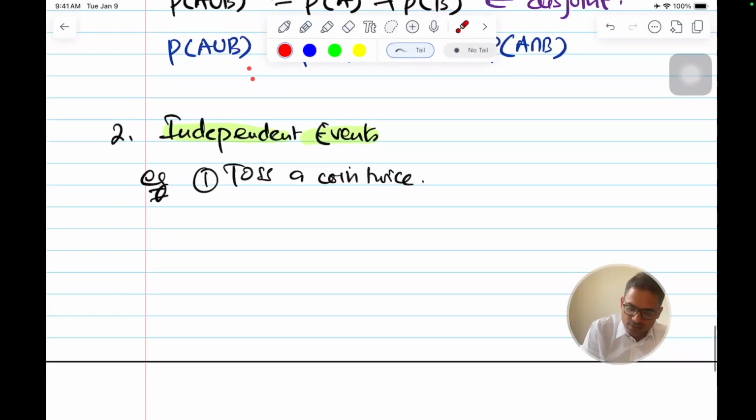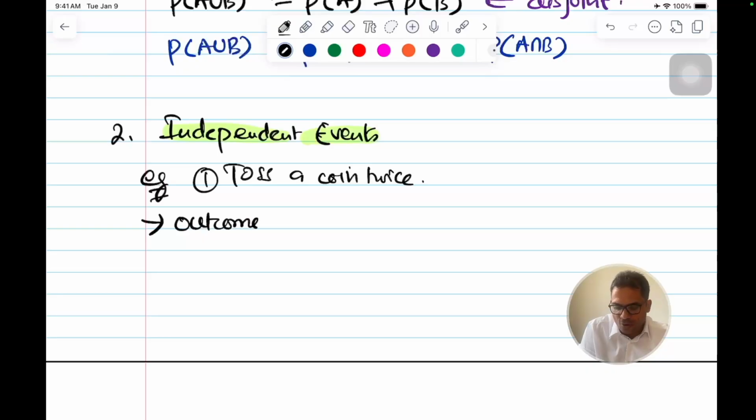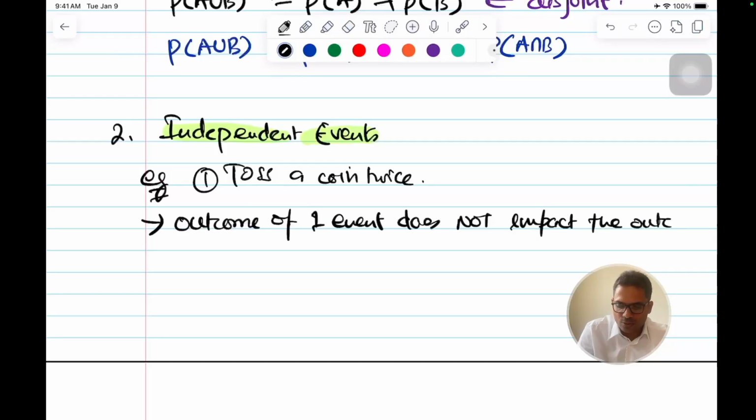Let me write down the definition that I was mentioning: the outcome of one event does not impact the outcome of another event.